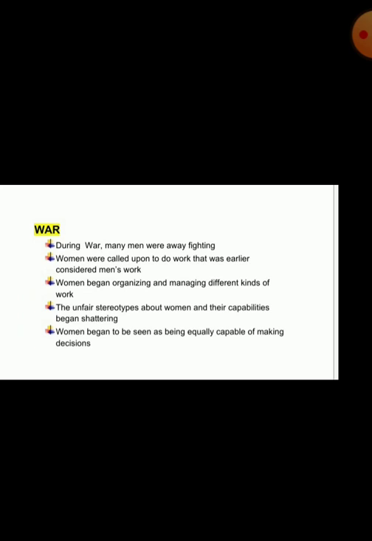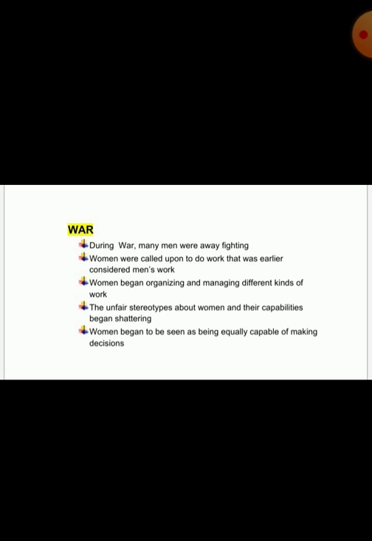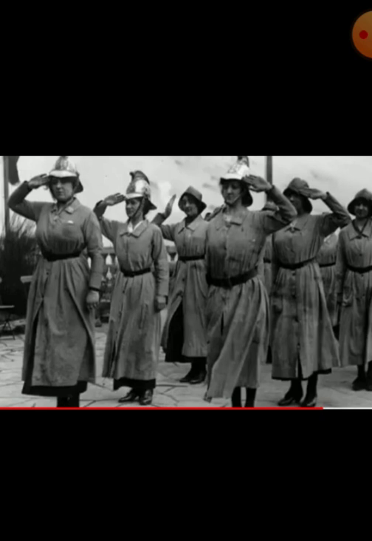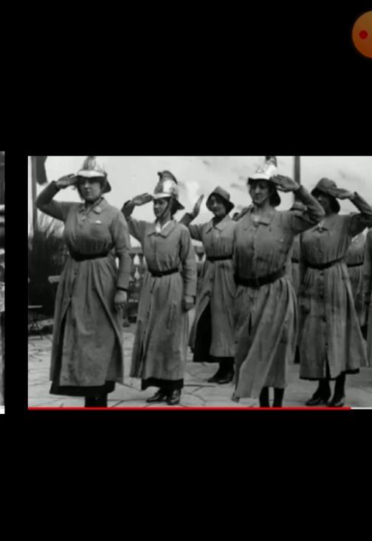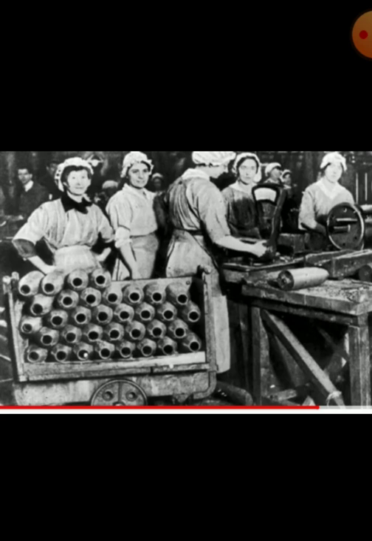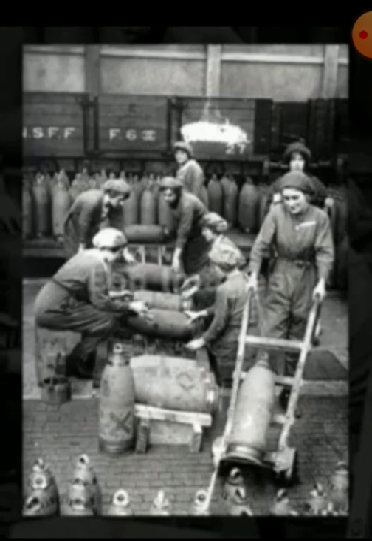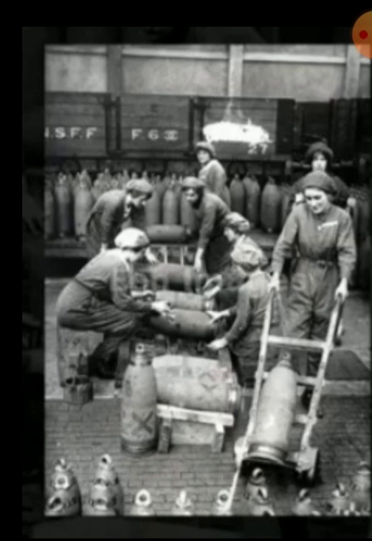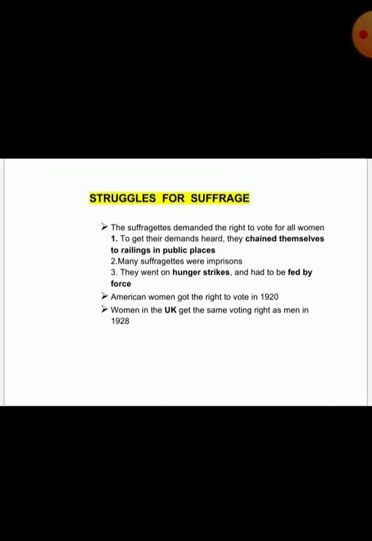During the war, many men were away fighting. Women were called upon to do work that was earlier considered men's work. Women began organizing and managing different kinds of work. The unfair stereotypes about women and their capabilities began shattering. Women began to be seen as equally capable of making decisions and working everywhere.